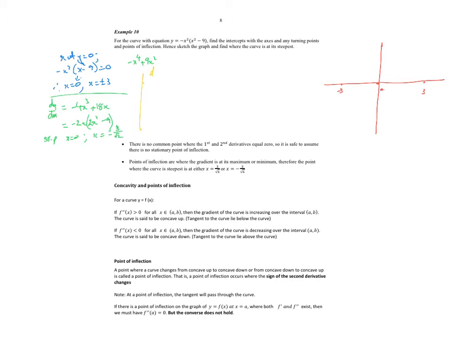And I've got the second derivative, d squared y dx squared, is equal to negative 12x squared plus 18. So negative 12x squared equals negative 18. x squared is equal to 3 on 2. So x equals plus or minus the square root of 3 on 2. So there's my points of inflection.